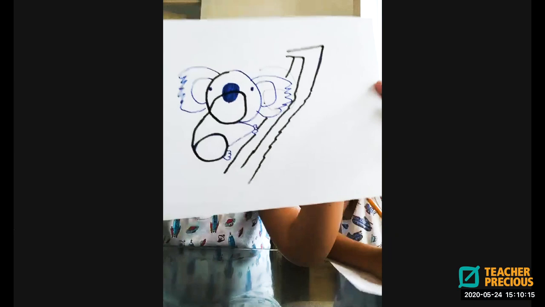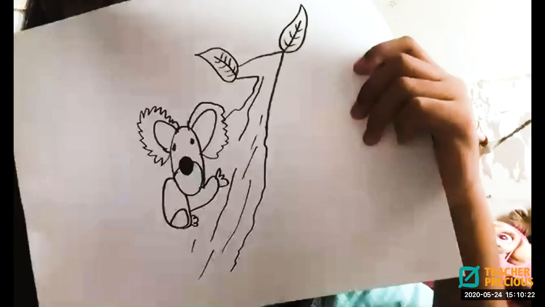Draw the leaves, Ethan. Draw the leaves. Rose. Otto. Wow, nice. Add more lines below the koala. Below the legs. Add more lines for the branch. Good job. Mary Jane.